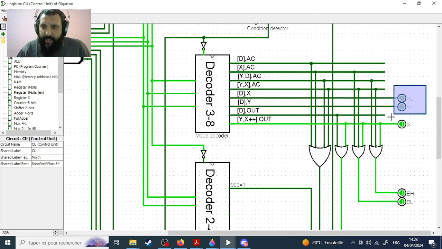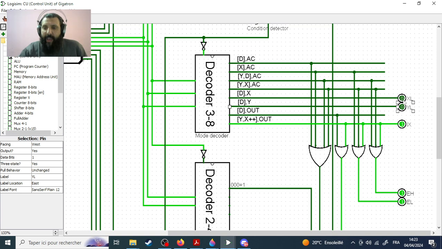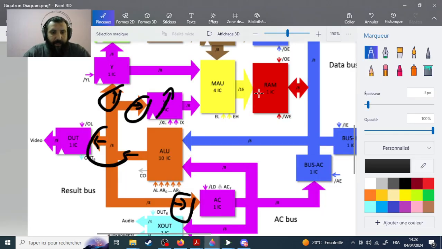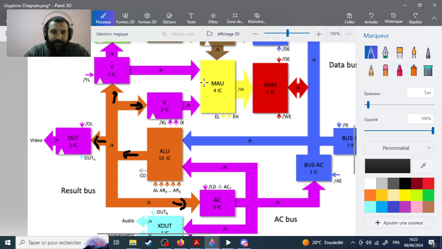Let's explain those two signals, XL and YL. Can anyone of you explain what the signal is used for? XL is the write signal to put a value inside the X. Very good. They are used for the write of the X and the write of the Y.